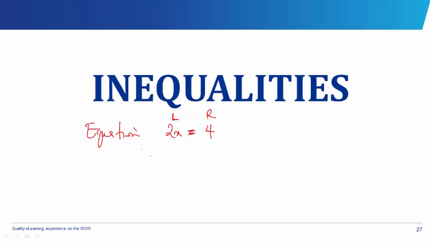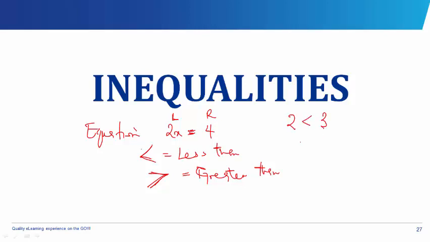And for our inequalities, this sign represents less than, and this sign facing the right means greater than. So 2 is less than 3, 3 is less than 5, 5 is greater than 4, 3 is greater than 1.